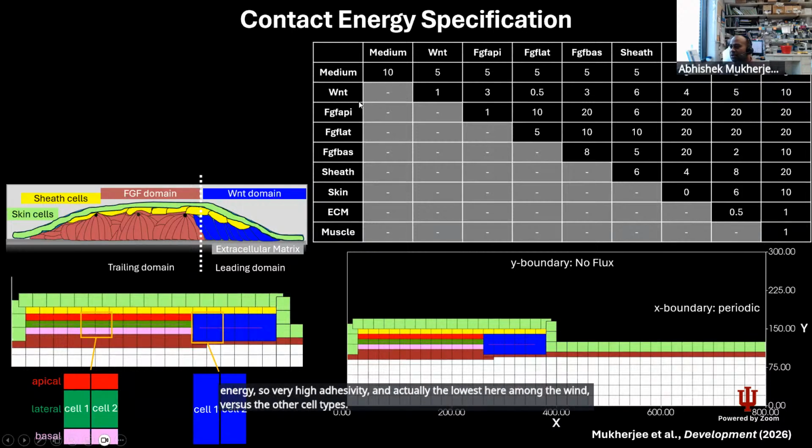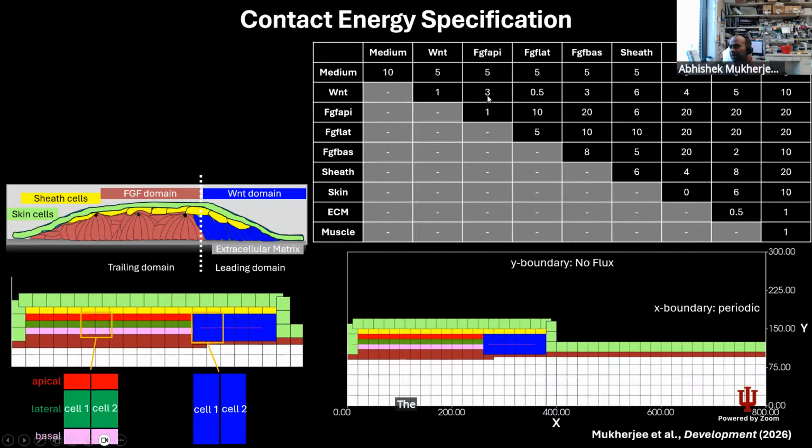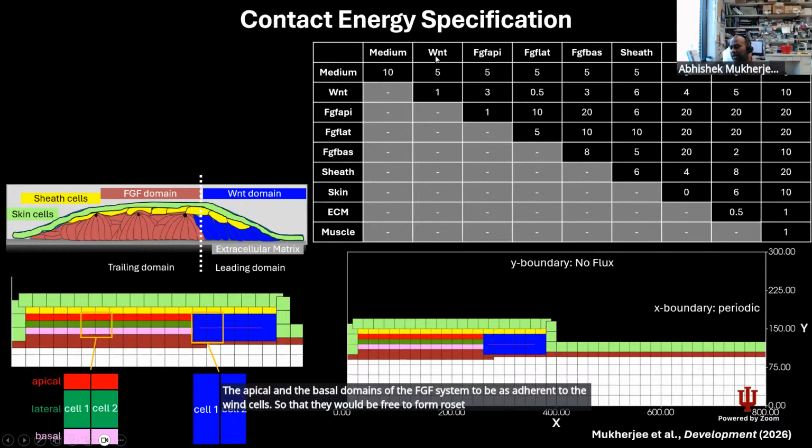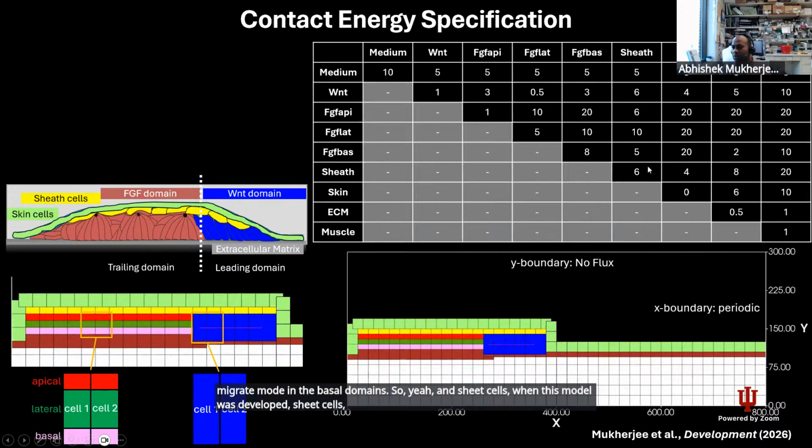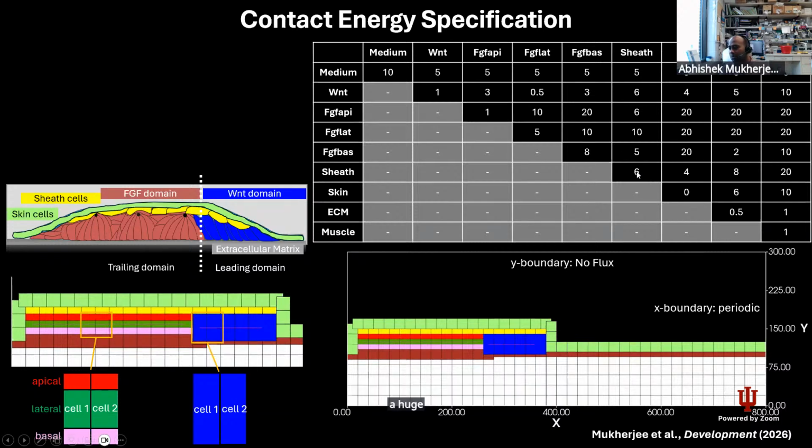And we did not want the apical and the basal domains of the FGF system to be as adherent to the Wnt cells, so that they would be free to form rosettes at the top at the apical domains, and they would be free to migrate more in the basal domains. So yeah, and when this model was developed, we still don't know a huge amount about sheath cells and their properties. We are still trying to figure that out.